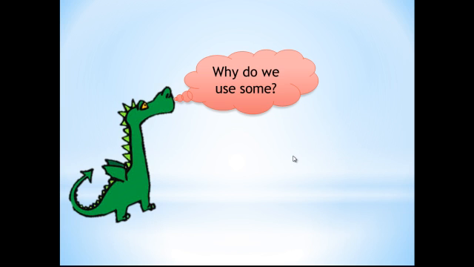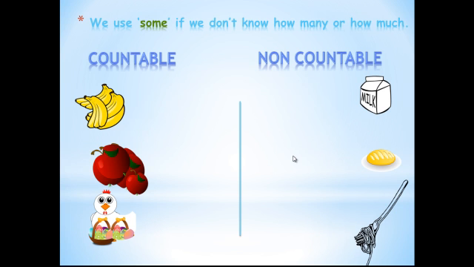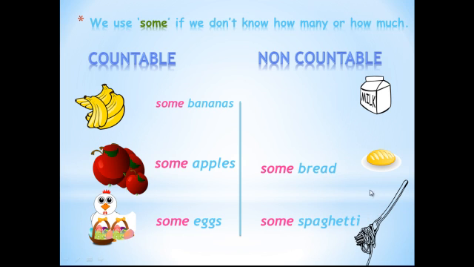Miss Mona, why do we use some? Okay, Mr. D. We use some if we don't know how many or how much. We use some with countable nouns. I don't know how many are there, so I say some bananas, some apples, some eggs. And also I can use some with non-countable nouns. I can say some spaghetti, some bread, and some milk.